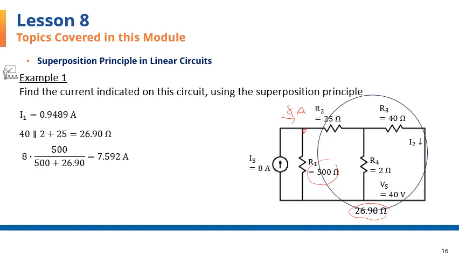The current through the 25 ohm branch equals the resistance of the other branch, 500, over the sum of the 500 and the 26.90 times the 8 amps that's being divided. So 8 times 500 over 500 plus 26.90 gives me the current through the 25 ohm resistor, and that comes to 7.592 amps.